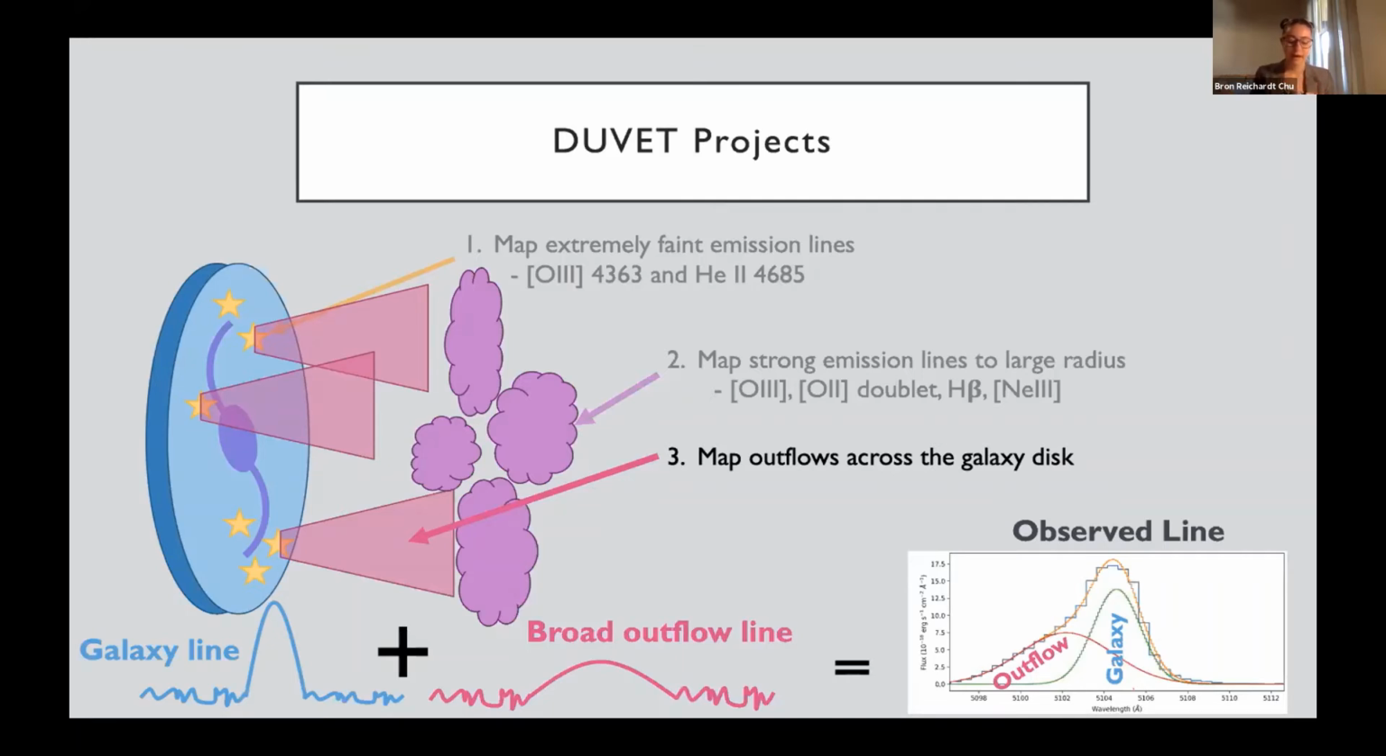By comparing outflow kinematic properties to physical galaxy properties, we're able to understand better how the feedback works and the driving mechanisms behind it. So this is the project which I am leading for DUVET. I'm using double Gaussian fits to emission lines to separate the emission from outflows from the emission which is coming from the galaxy. And using this, I'm able to map the kinematics of outflows across galaxy disks.